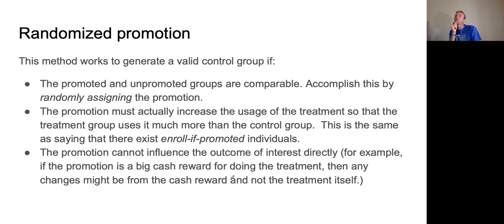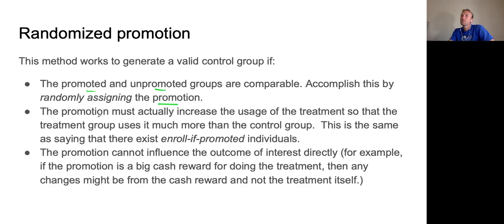So randomized promotion really works to generate a valid control group if the promoted and unpromoted groups are comparable. Basically, just like randomly putting people into an actual treatment group and actual control group, you randomly assign some people to be in the treatment group where they get promoted. Promoted means they get told some information about something that you want them to do, and then you don't do anything in the control group.